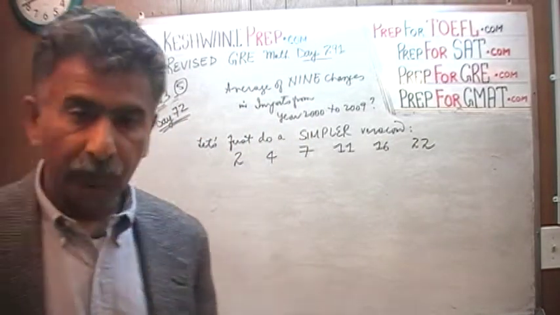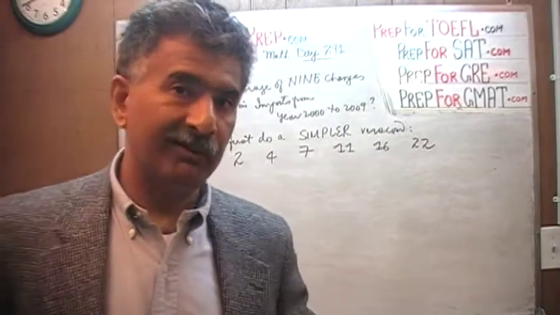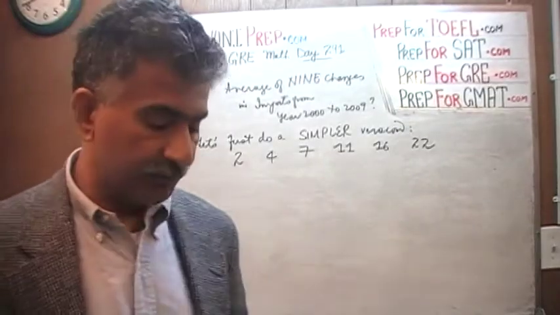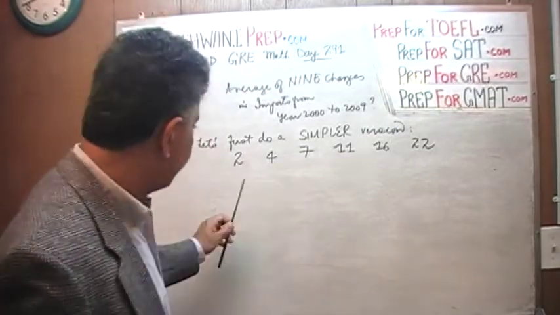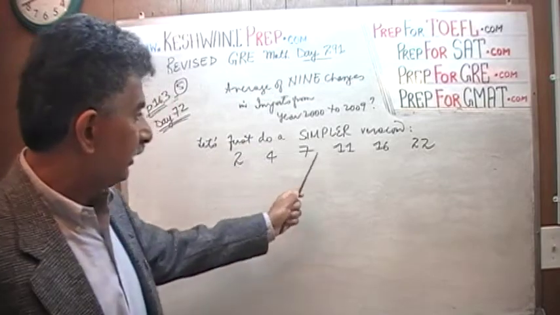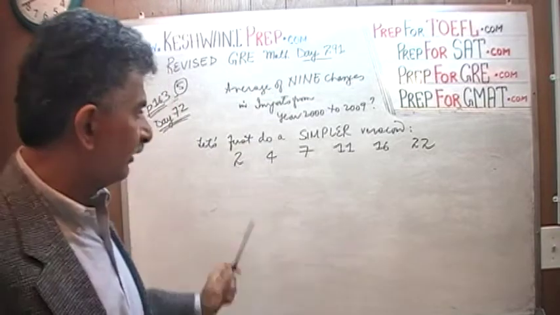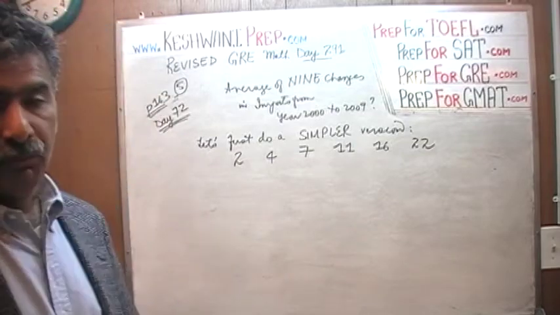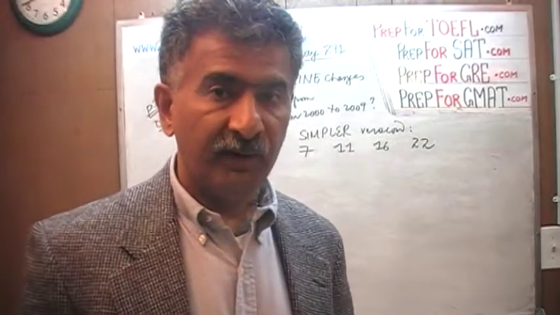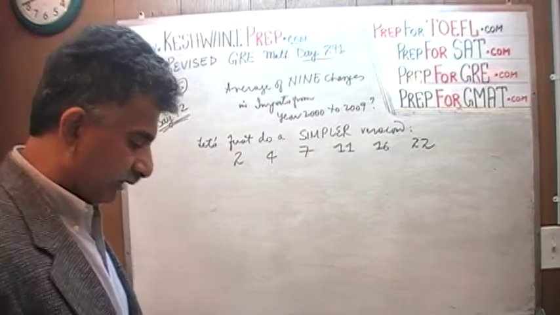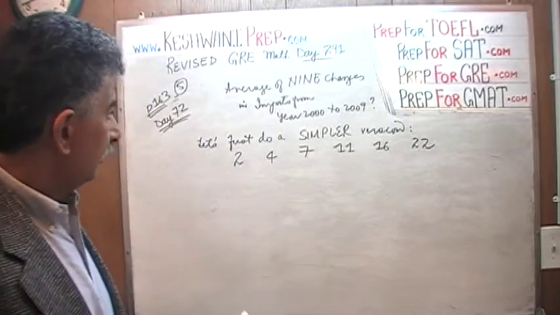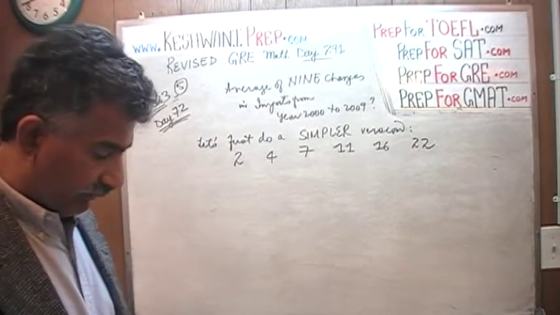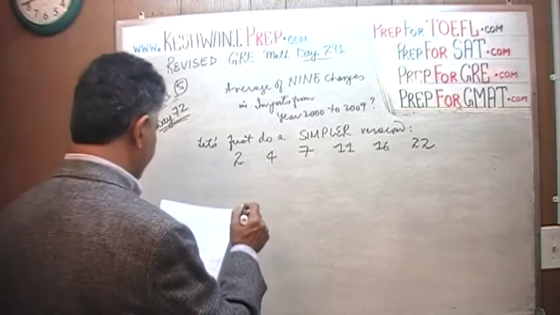So here in the original problem, we have 10 years and therefore there are 9 changes. Here, instead of 10 years, we have 6 years. Year 1, 2, 3, 4, 5, and 6. These are the figures, and since there are 6 observations, there are going to be 5 changes. And the question is, what's the average of the 5 changes? Let's do it out first.